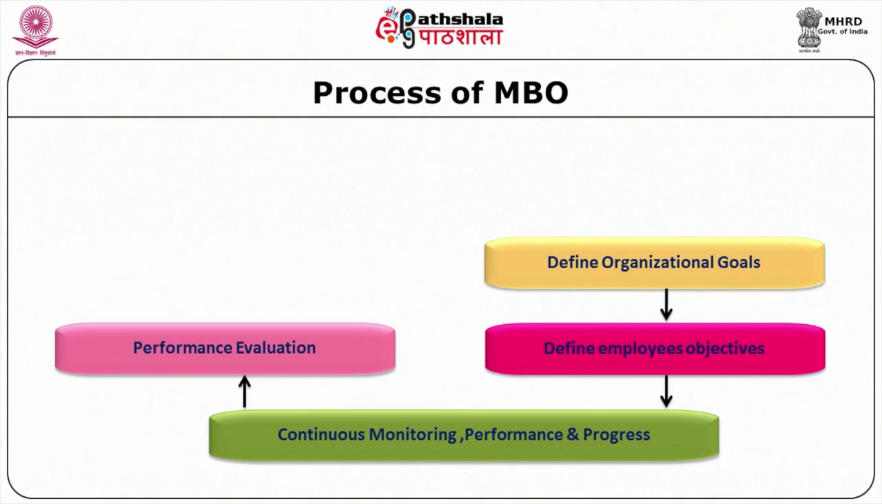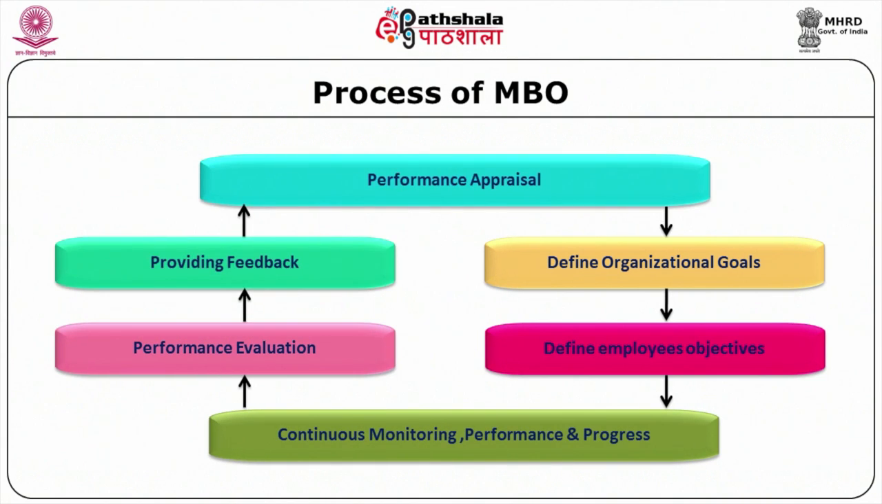Let us now have a look at the process of management by objectives. For this, let us look at the given diagram. The process of MBO has been broken into the following steps. It begins with defining organizational goals. The next step is defining employees' objectives. The third step is continuous monitoring of performance and progress. The fourth is performance evaluation. The fifth step, we have providing feedback. And the last step is performance appraisal. But as you can see, the process is cyclic, which means it is a continuous and ongoing process.